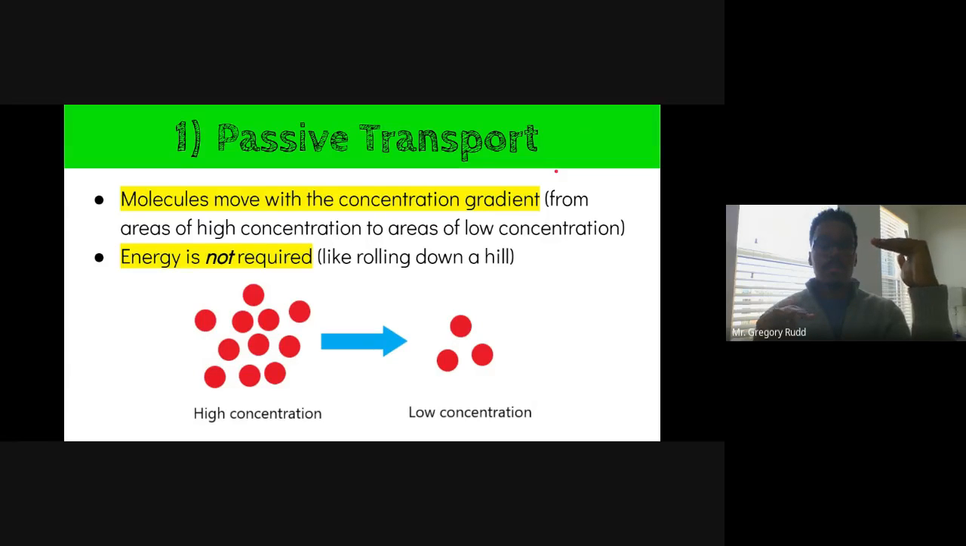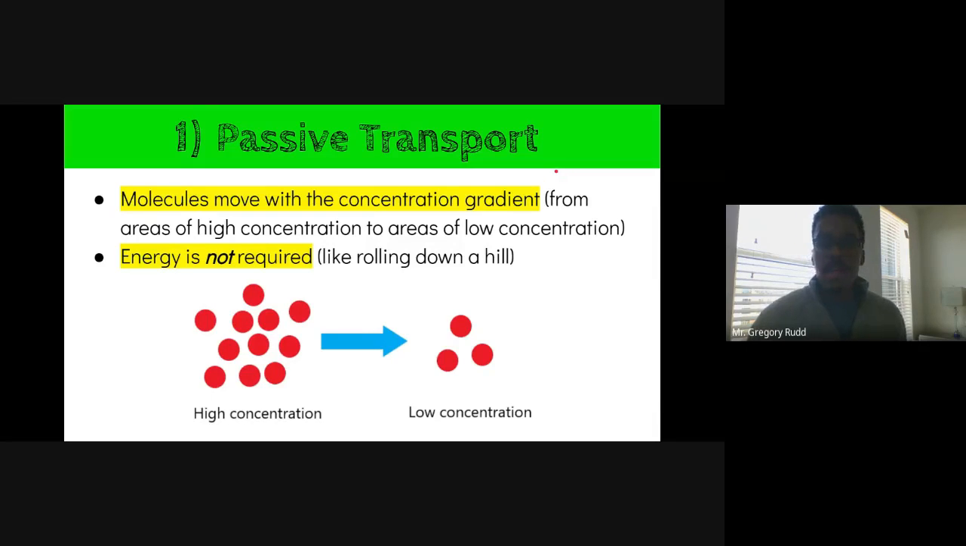So if there are a lot of oxygen molecules outside of the cell and very few oxygen molecules inside of the cell, we have a concentration gradient here. So some of those oxygen molecules are going to move through the membrane into the cell so that we can balance out the levels. We want equilibrium. We want the concentrations to be equal. And that's a passive transport process.